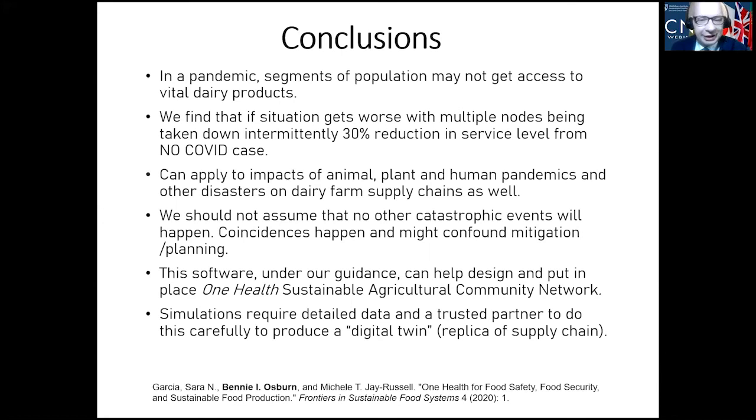Any questions about that? I'm just going to point back at Rich. You can answer those. But the challenge to these simulations is that they require detailed data and a trusted partner to do this carefully to produce a digital twin, which is again your replica of a supply chain. It's a strong commitment from partners.